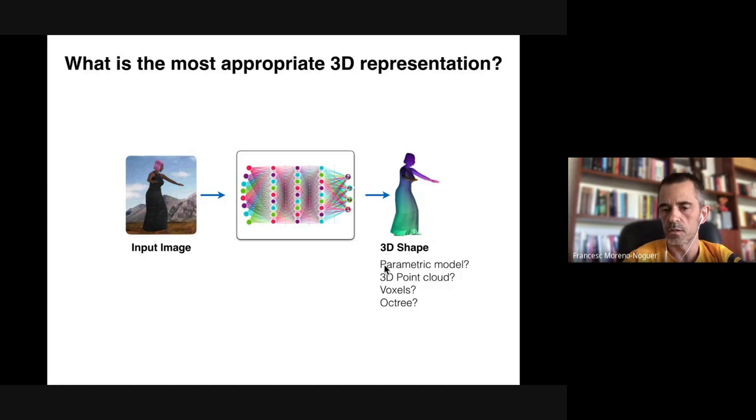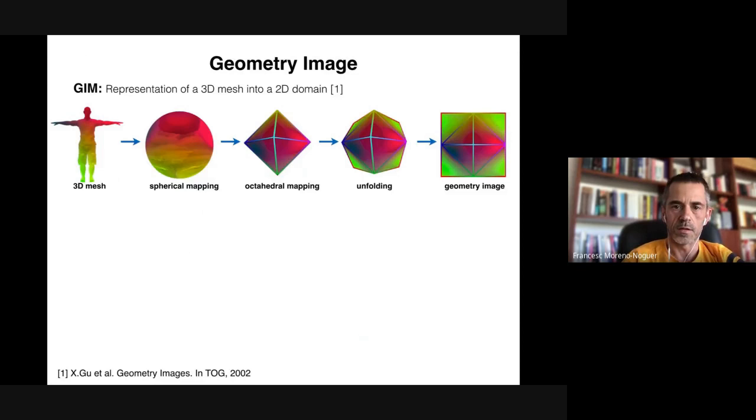And here I just want to mention that in 2019, the implicit representations that we have seen in NeRFs today were still not in the state of the art, so they were still not known. So we didn't contemplate this solution. So what we proposed here was a representation of the 3D shape that was based on what is called the geometry image. The geometry image, we didn't invent that. It comes from a computer graphics paper in 2002.